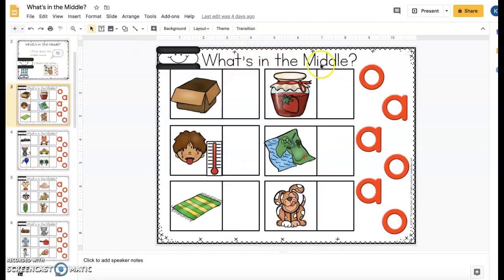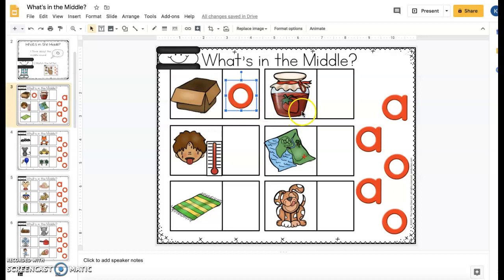What's in the middle? Now remember, when we're tapping out words, we're thinking about all the sounds that the words are making. So this is a picture of a box. So we're going to tap out the word box, B-O-X, box. O is for octopus. So I know that the first one is going to have an O in the middle.